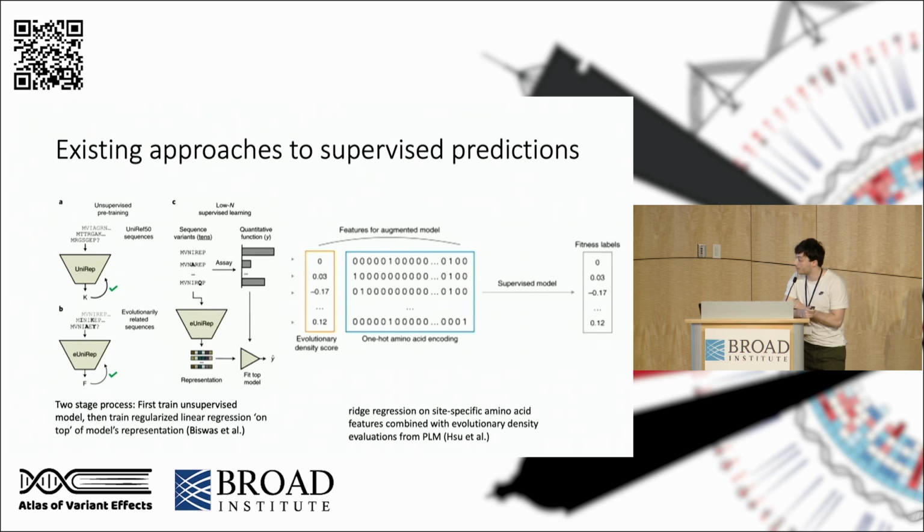And then the other method, which was developed by Chloe Hsu, was actually to just use a one-hot encoding representation of your protein sequences and add to that a score that is the likelihood that you would get from an unsupervised method. And then the same thing, you train a top model on top of these representations on experimental data.